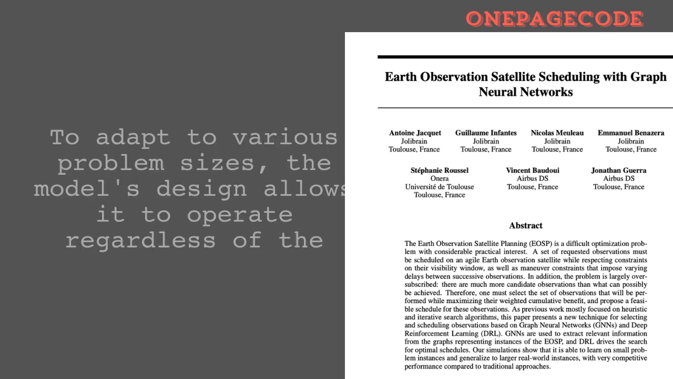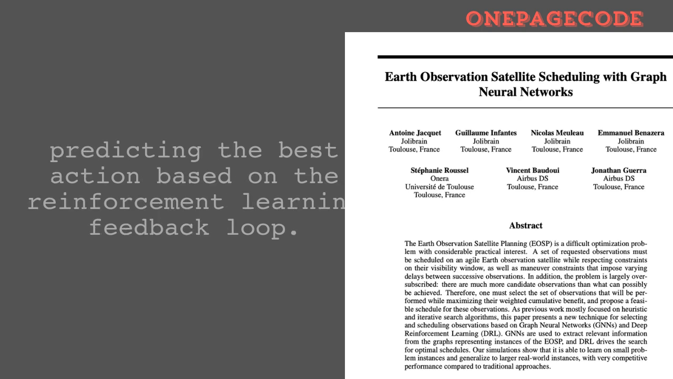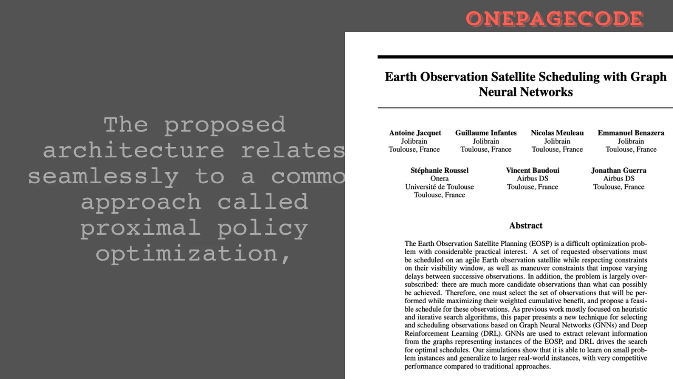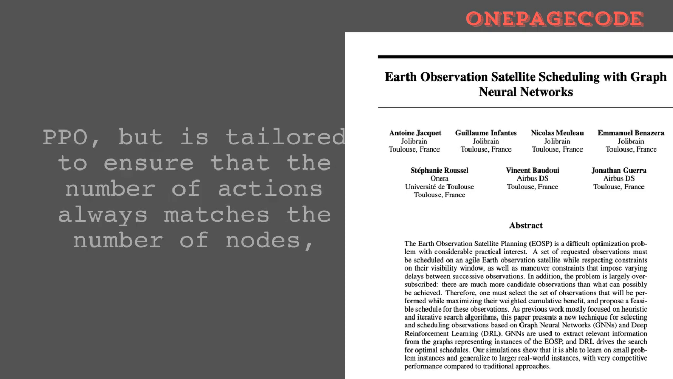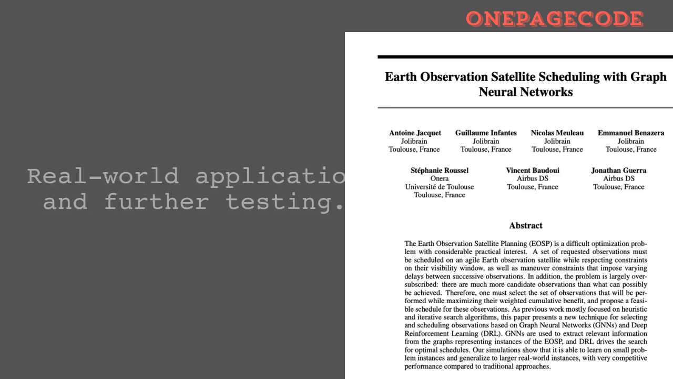To adapt to various problem sizes, the model's design allows it to operate regardless of the number of nodes or actions. Each node corresponds to an action, so the learning process focuses on predicting the best action based on the reinforcement learning feedback loop. The proposed architecture relates seamlessly to a common approach called proximal policy optimization, PPO, but is tailored to ensure that the number of actions always matches the number of nodes, allowing for a more efficient and clear mapping between the two.